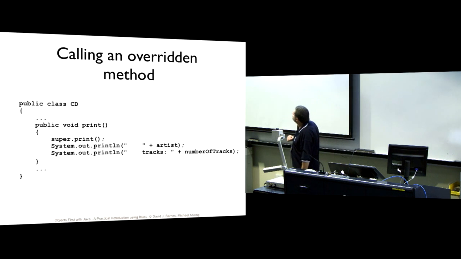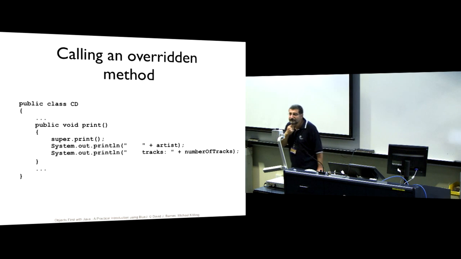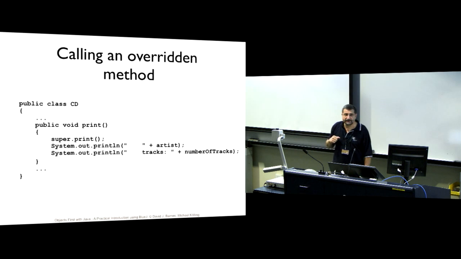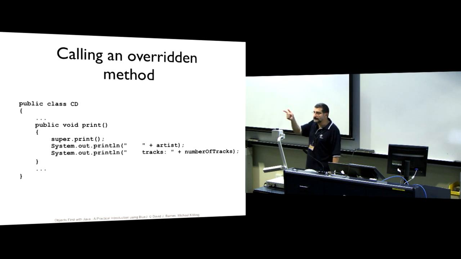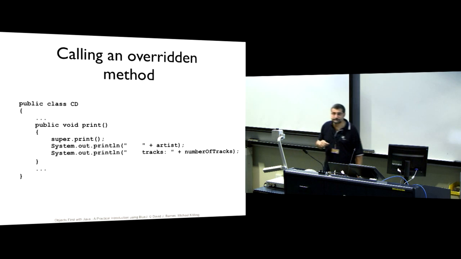Here I've got the definition of CD, and I've got my print method in CD. The first thing it does is say super.print, which means call my parent's print. So it does print out the title of the item and the description. And then we add the artist and the number of tracks.